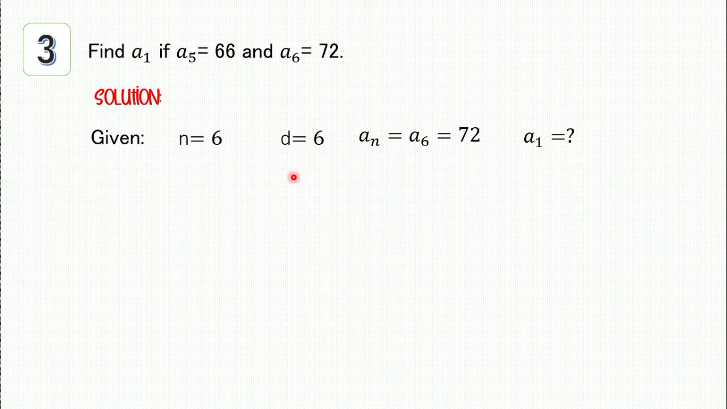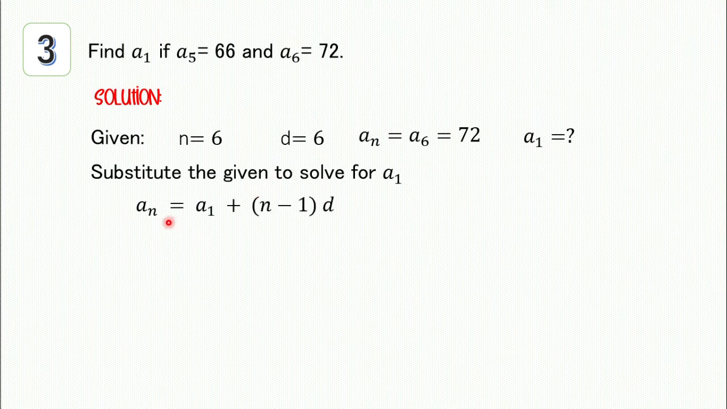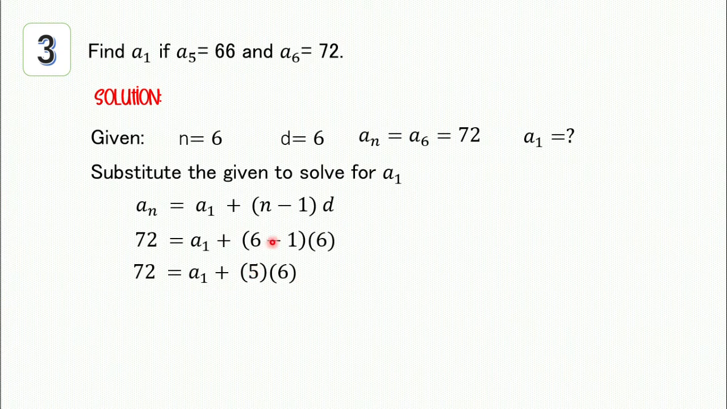After getting all the given, substitute na natin sa formula para makuha natin yung a sub 1. And that formula is a sub n equals a sub 1 plus the quantity n minus 1 times d. Yung a sub n natin is 72, a sub 1, ito yung hinahanap natin, so kopyahin lang natin, plus yung n is 6 minus 1, tapos yung common difference naman is 6. So let's simplify the terms inside the parentheses. 72 equals a sub 1 plus 6 minus 1 is 5 times 6. We got 72 equals, multiply natin yung 5 and 6, and it will give us 30.